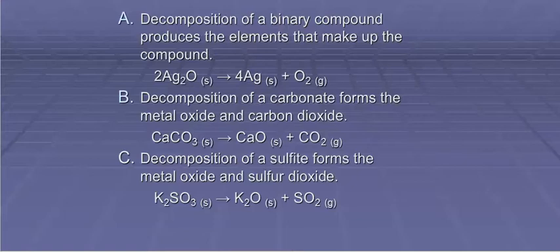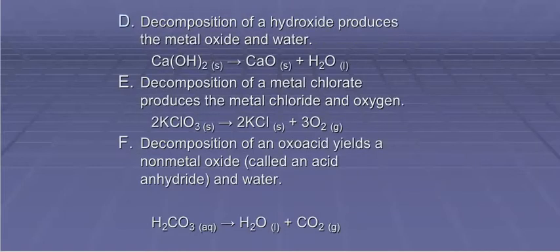Letter C, decomposition of a sulfite forms the metal oxide and sulfur dioxide. Now you'll notice A, B, and C are all the opposite of the combination reactions on the previous page. So if you know the combination reactions, you should know the decomposition reactions as well. Letter D, decomposition of a hydroxide produces the metal oxide and water. That's also the opposite of a combination reaction. Letter E is the only one that is not also a combination reaction. Decomposition of a chlorate, ClO3, produces the metal chloride, which is just Cl, and oxygen.